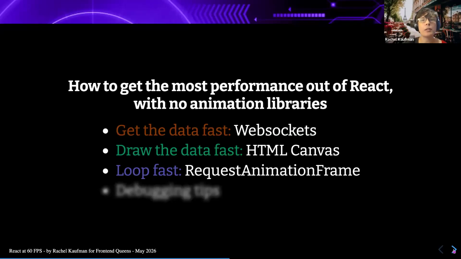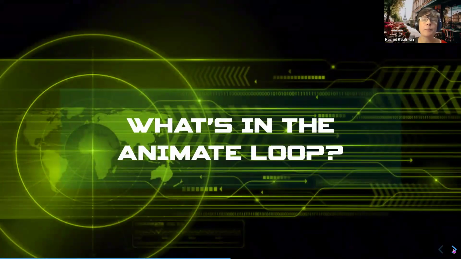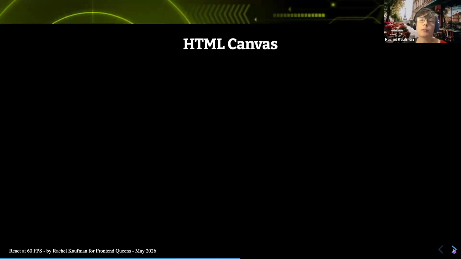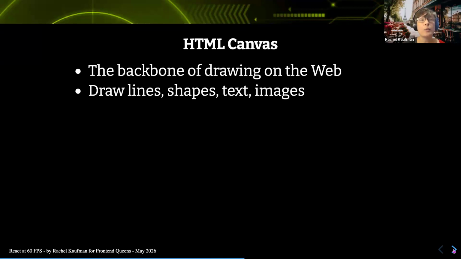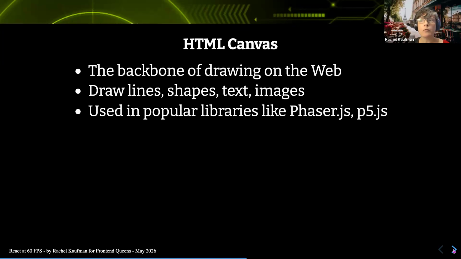Now, many of you have probably used Canvas. It's a very old browser API. It's been around since 2015, and it lets us draw simple shapes, lines. We can even render bitmaps. It's automatically hardware accelerated if and when the end browser decides that that's possible and necessary, and it is the backbone of drawing on the internet. It's used in all kinds of popular libraries like Phaser.js for video games, P5.js for creative coding.